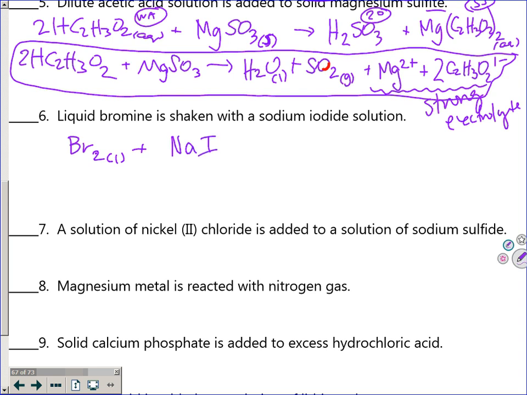NaI. Yielding, before we move on, what kind of reaction is this? Single replacement, but not a metallic one, right? Normally it's like aluminum and copper, or sodium and potassium, but those are all our metals. This is a what kind of single replacement? With what?